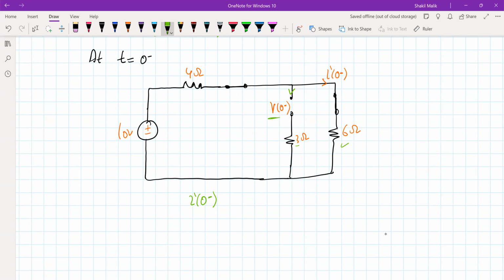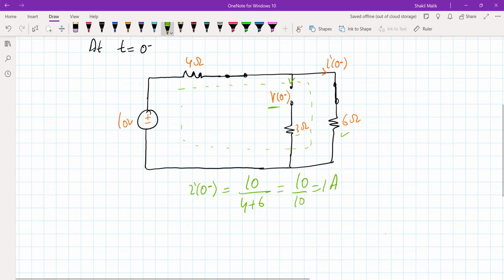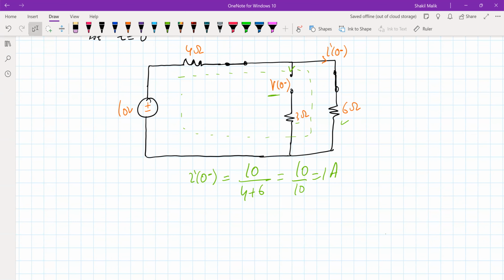So what is I of 0 minus? I of 0 minus, you can see, is the current flowing here. You can see it is the current going through this, right? So I of 0 minus is equal to 10 divided by 4 plus 6, which is 10. So 10 by 10, that's equal to 1 ampere. So the initial value of the inductor current is 1 ampere. In the same way, what is the value of V of 0 minus? It is equal to 6 multiplied by I of 0 minus, because this is the current that's flowing here. So it is 6 multiplied by 1, that's equal to 6 volts.